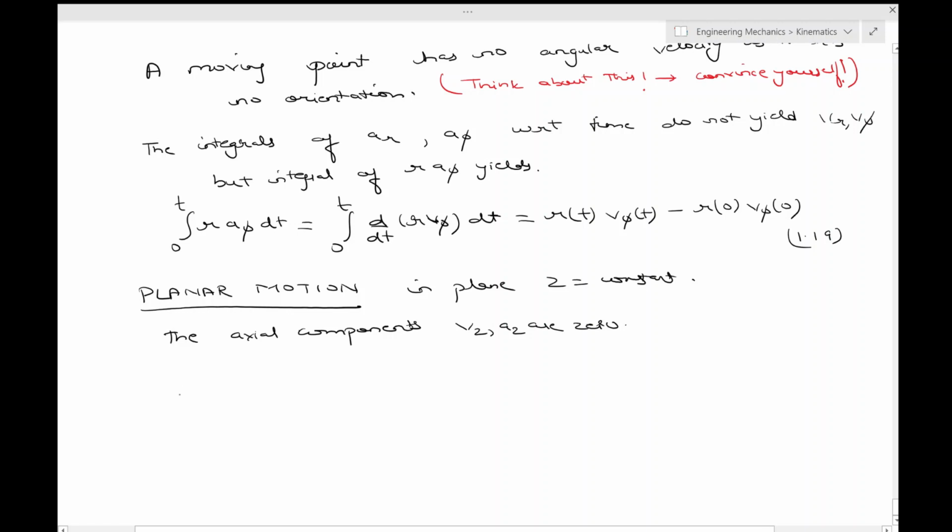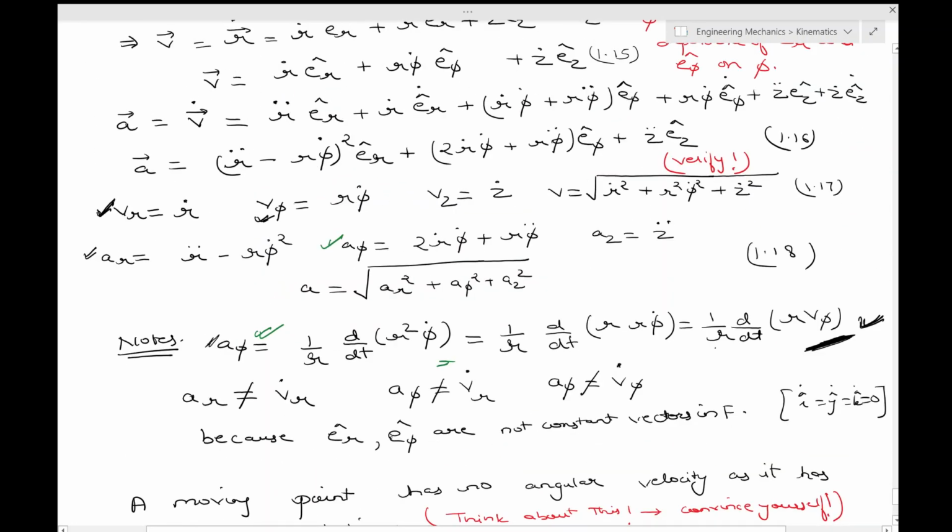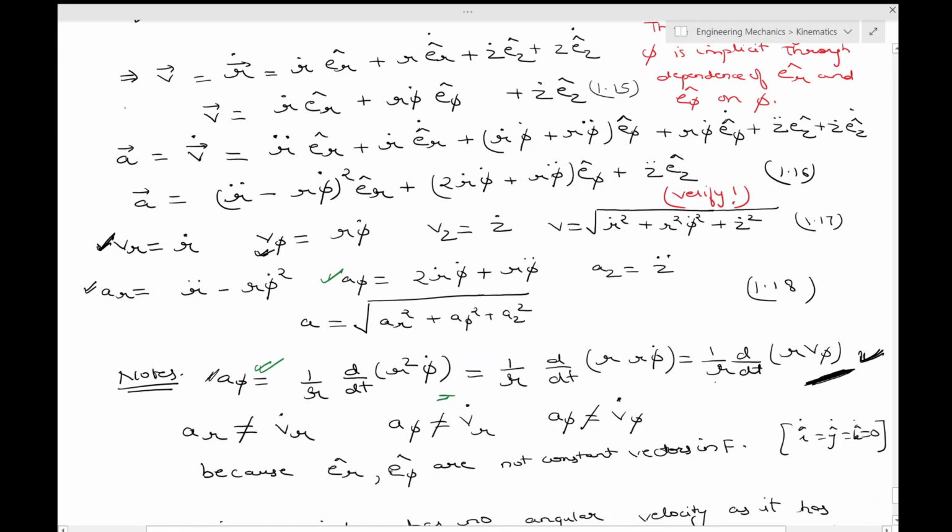So the velocity will just be, what you do is just go over here. You have already derived an expression for velocity, this one. Just skip the Ez hat part. Same for acceleration as well.